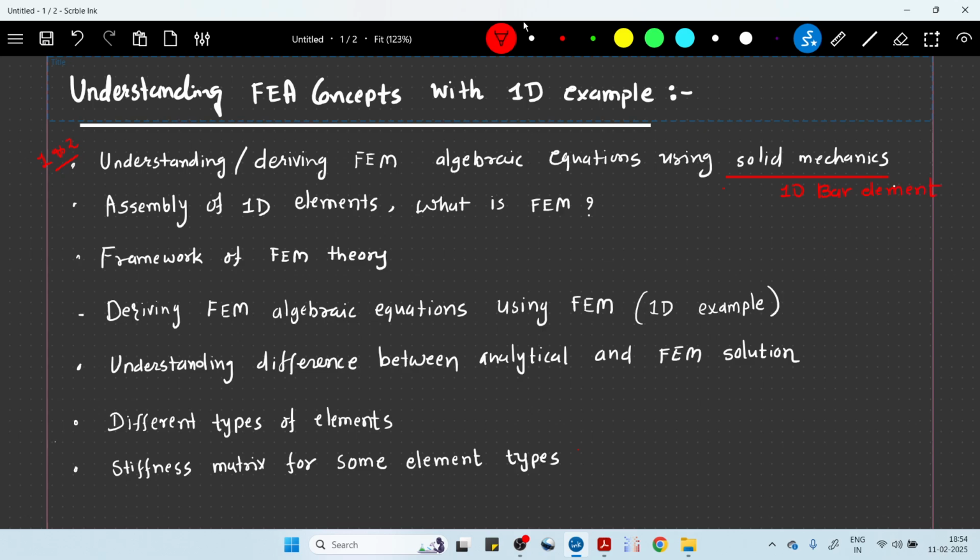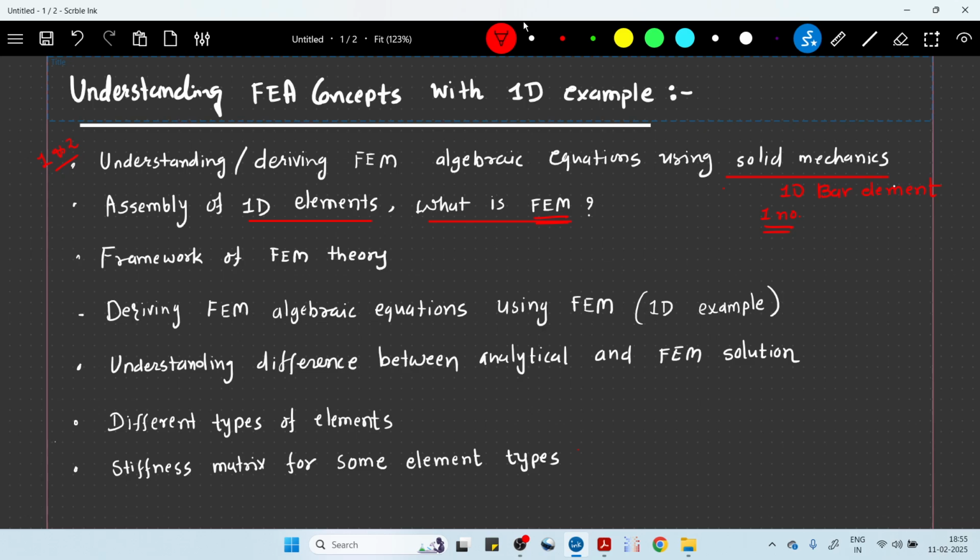From this lecture onwards, we will see the remaining topics. The next one is assembly of 1D elements and what is FEM. Here we derived FEM algebraic equations for one element, but now we will see how to perform assembly of many 1D elements. That's where we will also get a clear understanding of what exactly FEM is.